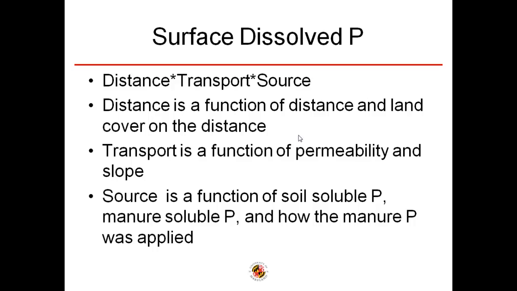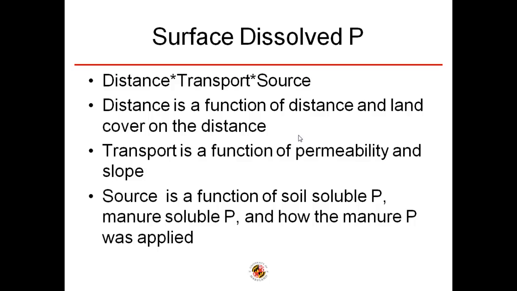Again, distance times transport times source. And distance is a function of distance and land cover over that distance. Now remember, there wasn't a distance in subsurface. That's because in subsurface phosphorus transport in ditch drain landscapes, distance from that ditch doesn't have an impact. It's highly connected, and so that distance factor is nominal there. So that's why having a grass buffer around a ditch doesn't help you, because a subsurface pathway circumvents that buffer. It goes under it. The buffer doesn't reduce phosphorus loss.